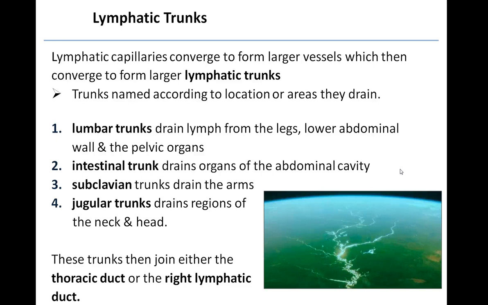These trunks, in turn, will eventually converge with one another and form what we call ducts. These are the largest of the lymphatic vessels. There are two of them, the thoracic duct and the right lymphatic duct. Now this image over here is simply to highlight the concept of convergence of vessels. Microscopic lymphatic capillaries will converge with one another to form larger lymphatic vessels. The lymphatic vessels in turn converge with one another to form the large lymphatic ducts.